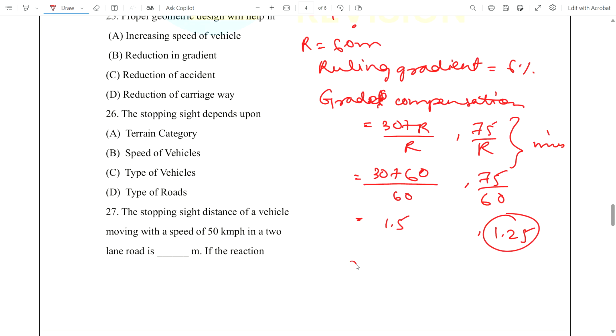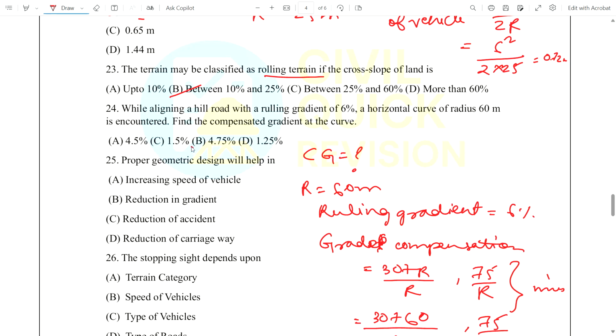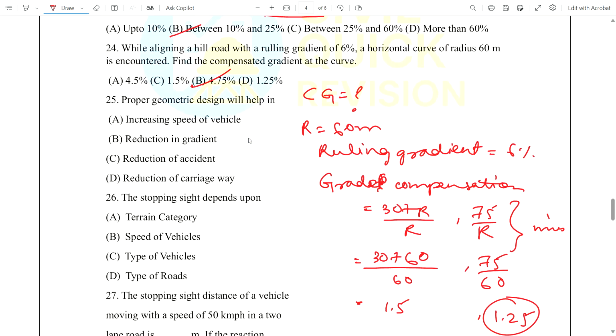So the compensated gradient is the rolling gradient minus the grade compensation. The rolling gradient is 6% and the grade compensation is the minimum of 1.25. 6 minus 1.25 gives 4.75%. So the answer is B, 4.75%.